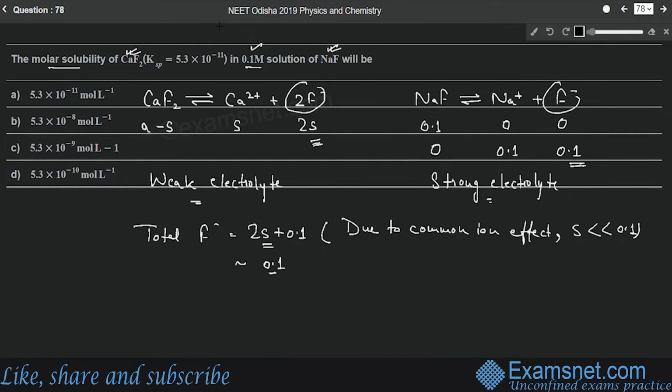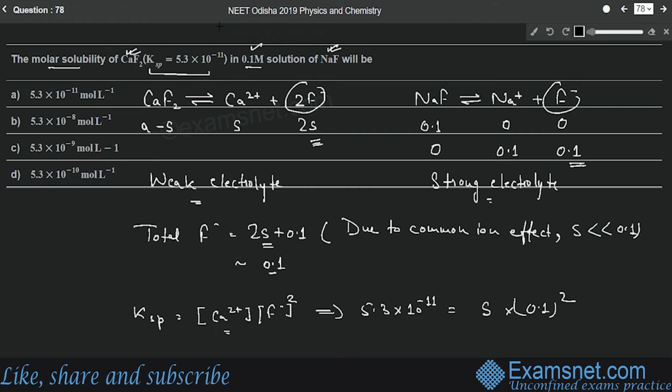Okay. Now what is given in the question? Ksp of calcium fluoride is given. Okay. So we know that Ksp is equal to the product of concentrations. So it will be concentration of calcium ion into concentration of fluoride ion, and it will be squared because 2 moles of fluoride ions are there. So Ksp is 5.3 into 10 to the power minus 11 equals the solubility of calcium ion, S, and the concentration of fluoride is 0.1. So 0.1 squared. So here we can write that S will be equal to 5.3 into 10 to the power minus 11 divided by 10 to the power minus 2. Okay, so in solving this, we'll get 5.3 into 10 to the power minus 9. Okay, so the correct option will be option number C, 5.3 into 10 to the power minus 9 mole per liter.